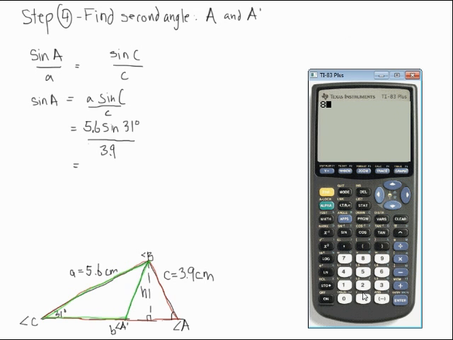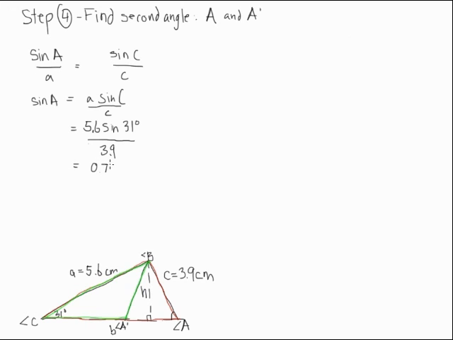And so let's put that into our calculator. So 5.6 times sine 31, and very important step here, close the brackets or else you get the wrong answer, divided by 3.9 equals 0.7395. We're not going to round that off.